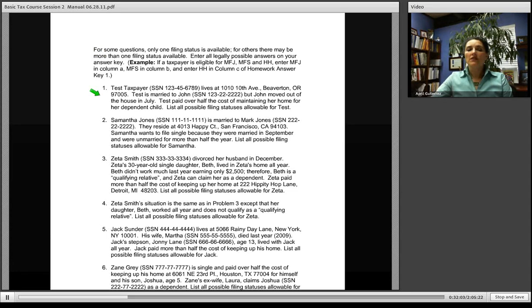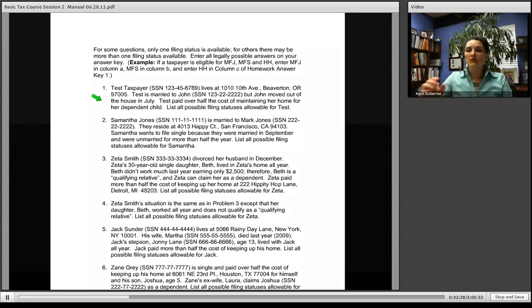Well, for the classwork assignment, what we'd like you to do is read the scenarios for problems 1 through 10 and select the most advantageous filing status that the filer is eligible to claim. And then use that filing status and the rest of the information contained in the problem to fill out the header for the tax form 1040.